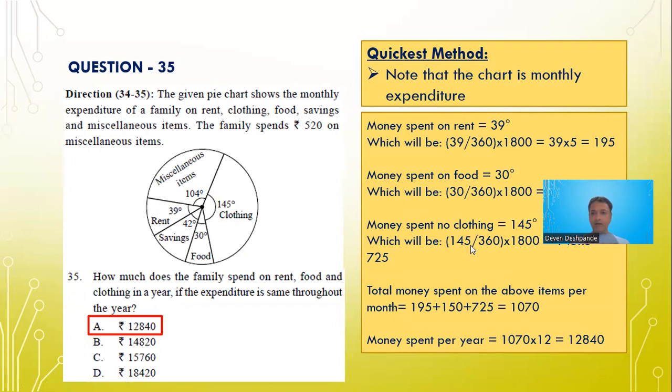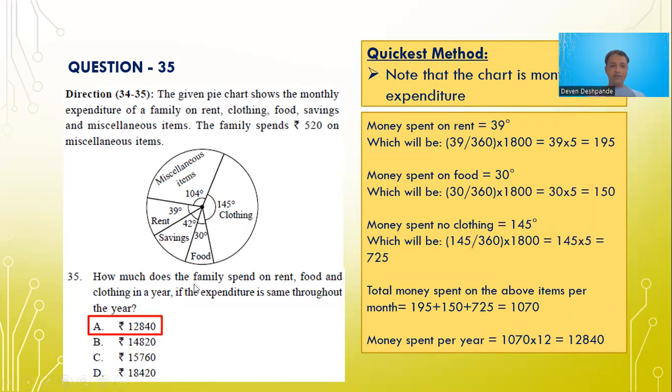Similarly, okay, we will continue here. How much does this family spend on rent, food, and clothing? The proportion of rent is 39 divided by 360. What is the total expenses?